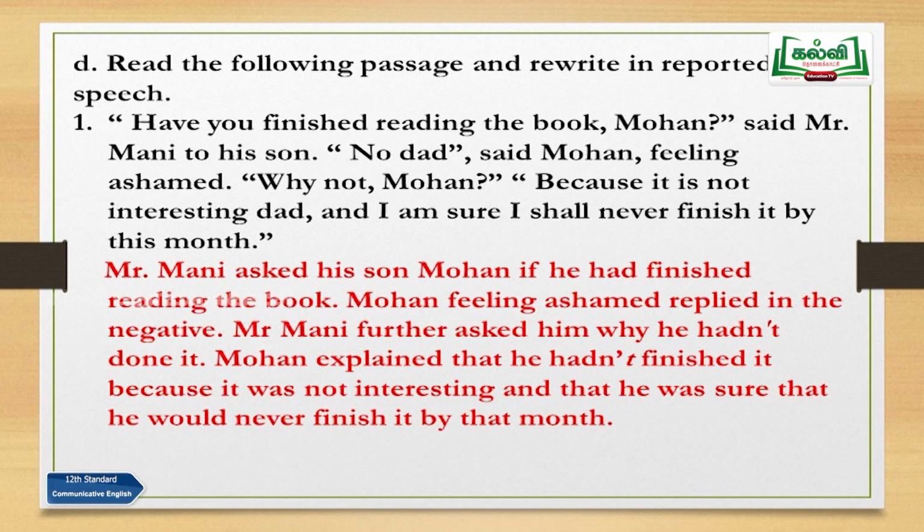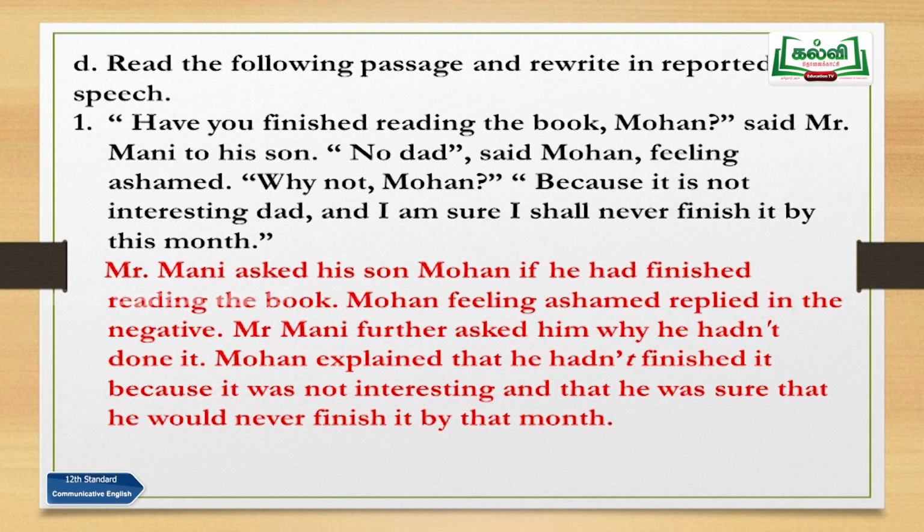Mr. Mani further asked him. Whom further asked? Mohan. So further asked him why he hadn't done it. Why not Mohan? So you cannot write why not. So why he hadn't done it. Done what? Done the action of, done the task of reading the book. So why he hadn't done it, or why he hadn't completed it. You could use appropriate words to bring out the meaning.